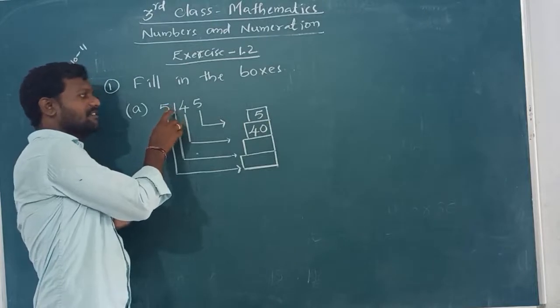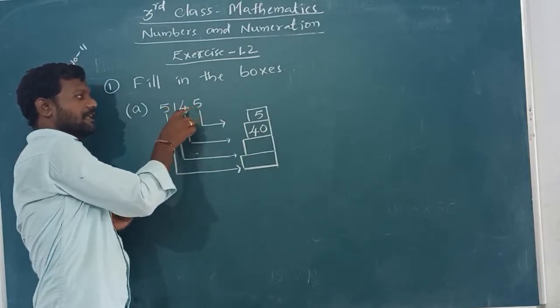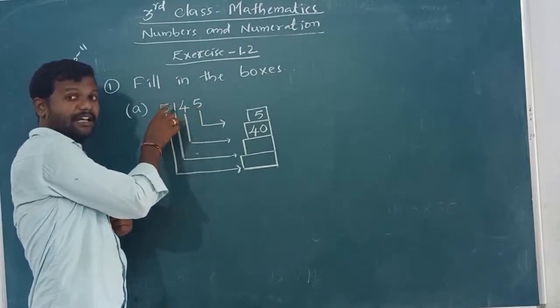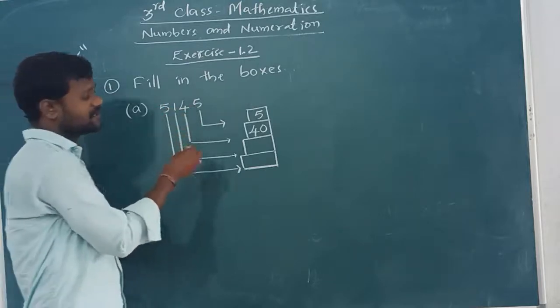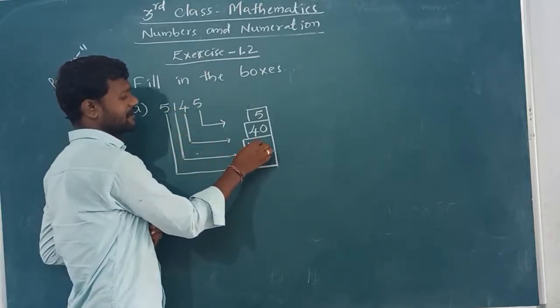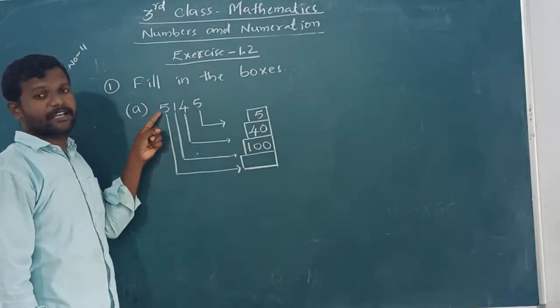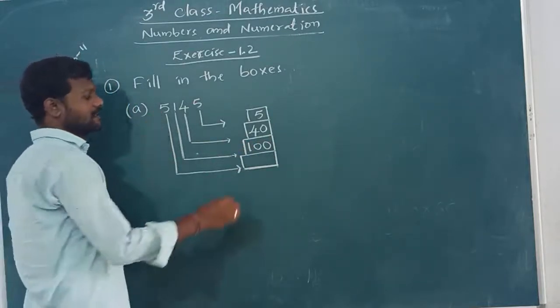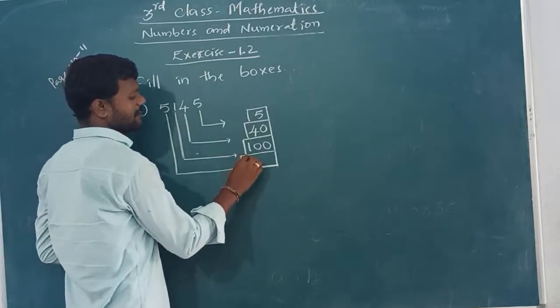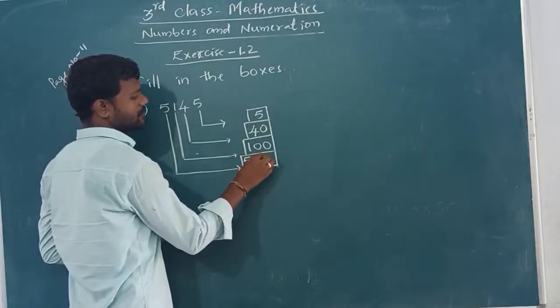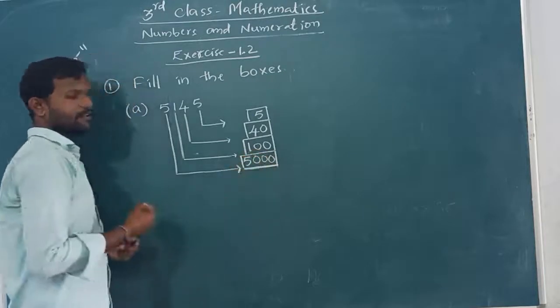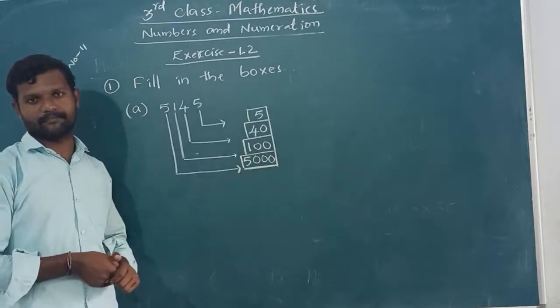Next one, 1. 1 is in which place? Ones, tens, hundreds. So 1 is in hundreds place. How much is its place value? 100. Next one, last 5. 5 is in which place? Thousands place. So what is the place value of it? 5 is in thousands place. So 5000. Like this, you have to complete it.